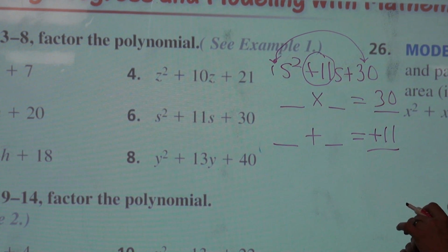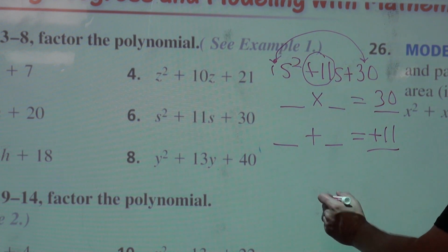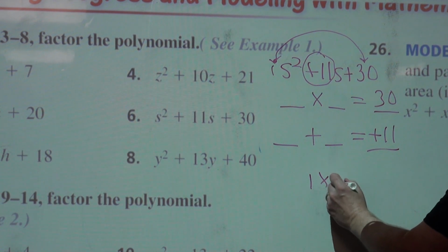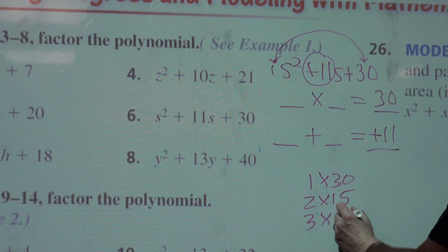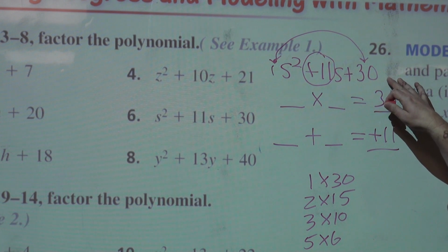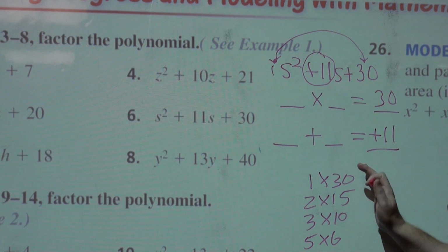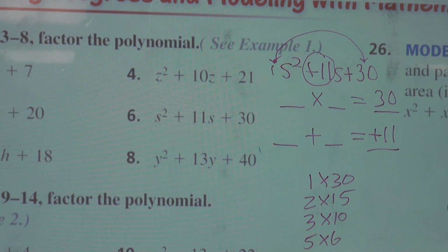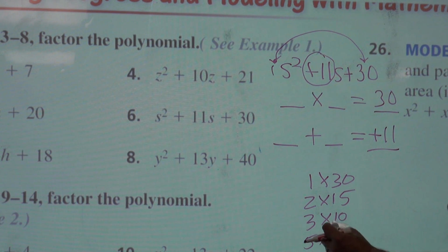So the methodical approach to this is figure out what your factors of 30 are. Okay, so let's just quickly do that. 1 times 30, 2 times 15, 3 times 10, and 5 times 6. Those are your 4 options when you factor out 30 that multiply together to give you 30, right? So of these 4 options, which of those pair, when added together, give you an 11? Hopefully you can see it's 5 and 6.